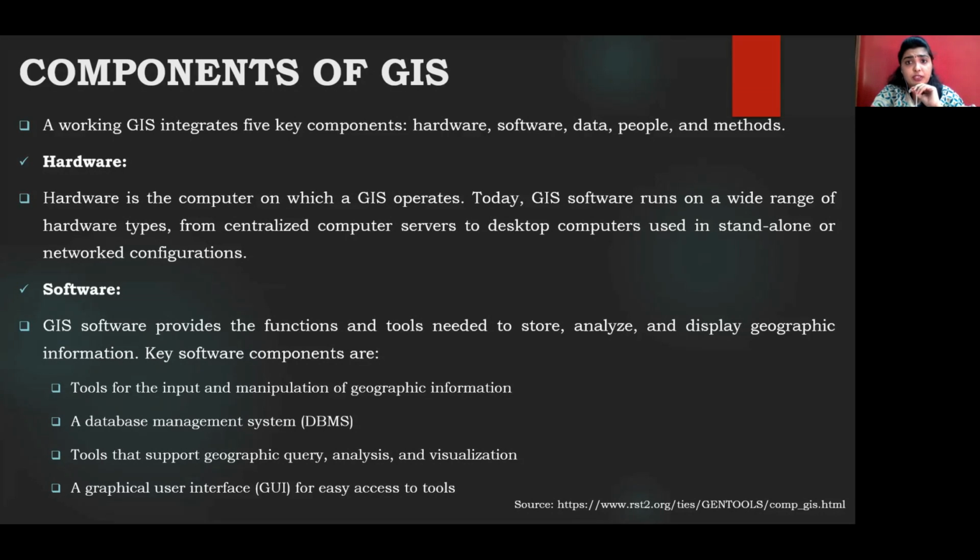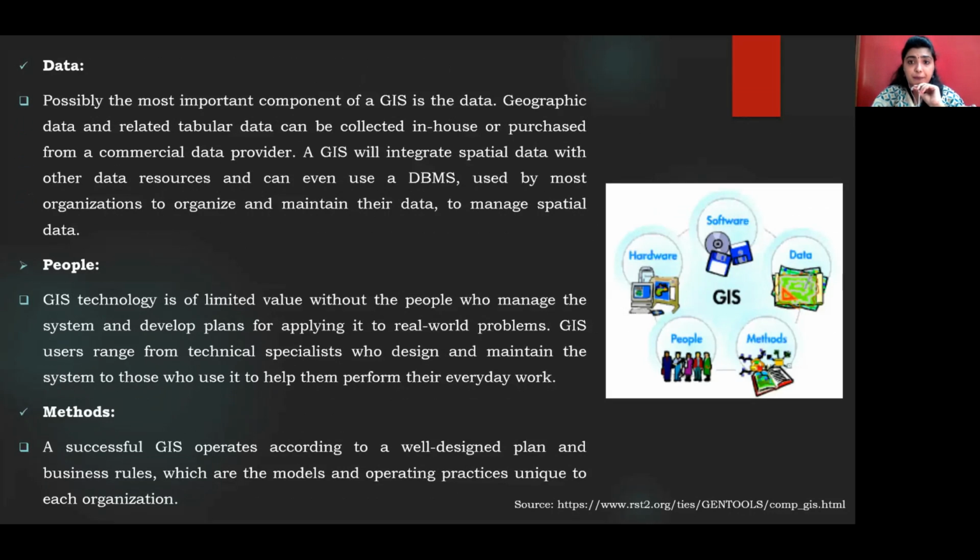The software components that are there should be the tools for the input and manipulation of the geographic information. The database management system, which will have my data, through which I will be constructing the map, through which I will determine the theme of my map. The tools that support the query analysis or the visualization, and also a graphical user interface which will have an easy access to all the tools that are provided in the software.